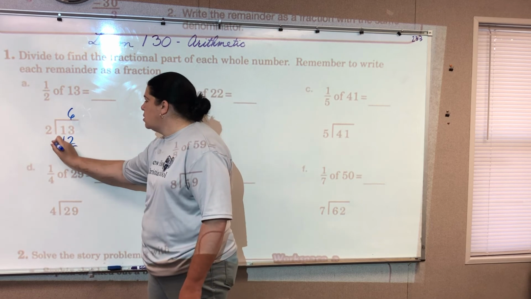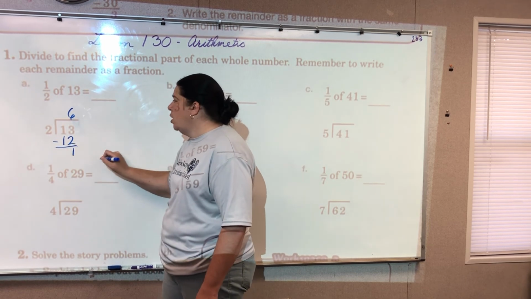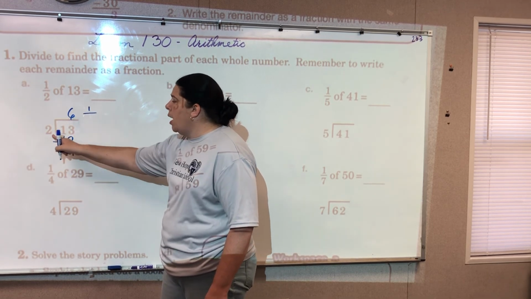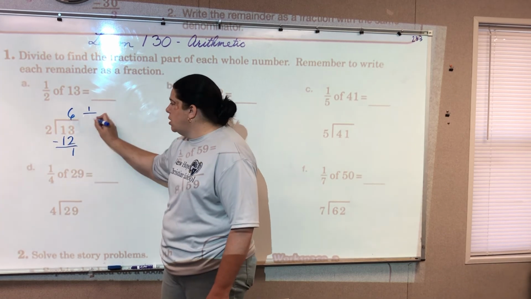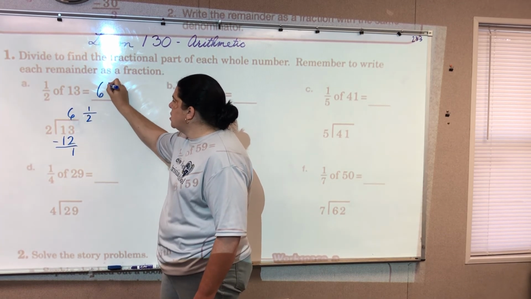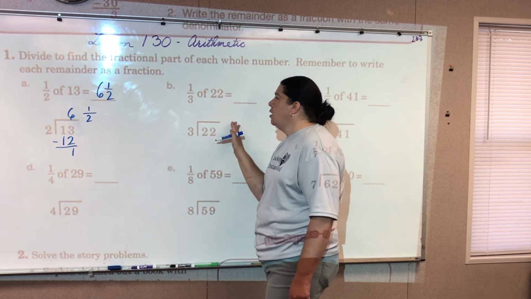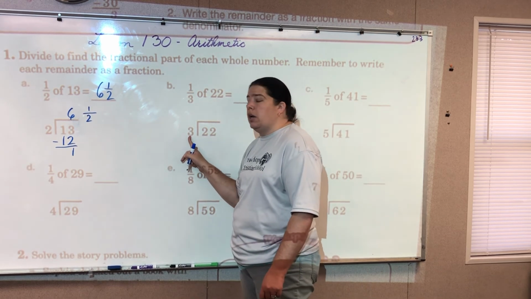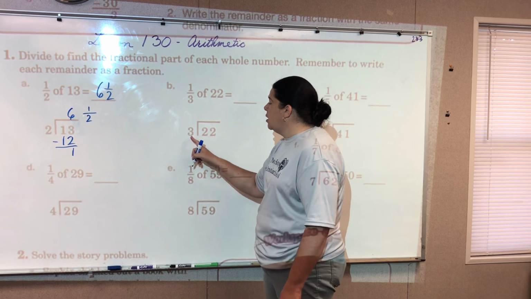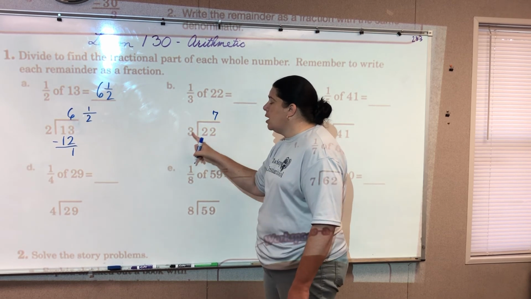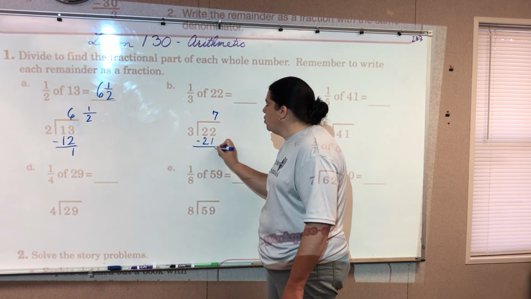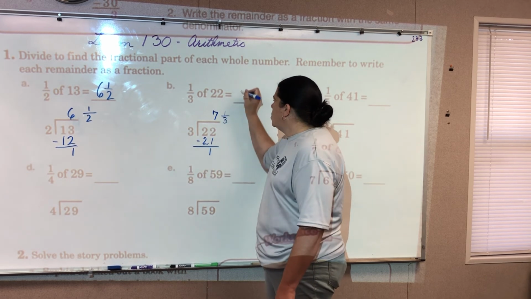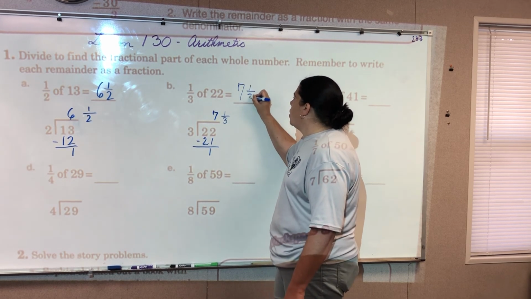And when we subtract, we get 1. Very good. And when we leave this as a fraction, we put 1 on the top, and on our bottom number, our denominator, we use the 2. So our answer should be 6 1/2. Again here, 1/3 of 22. We take 22 divided by 3, and we say that 22 divided by 3 equals 7. 7 times 3 is 21. When we subtract, we are left with 1, and 1 goes over our denominator, 3. So our answer here should be 7 1/3.